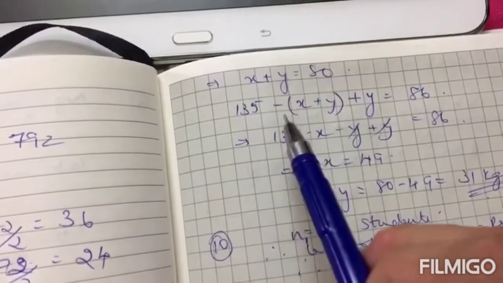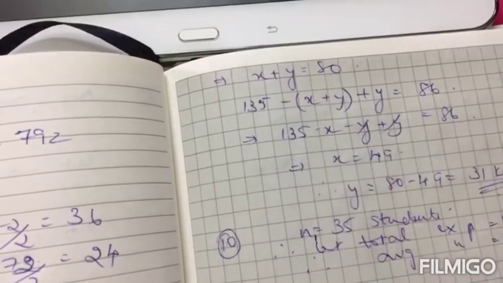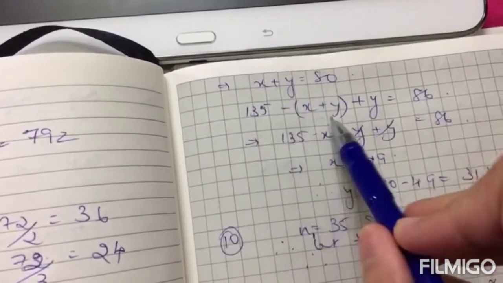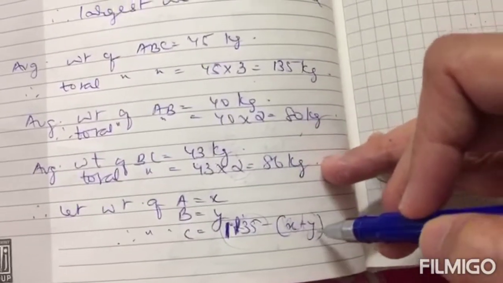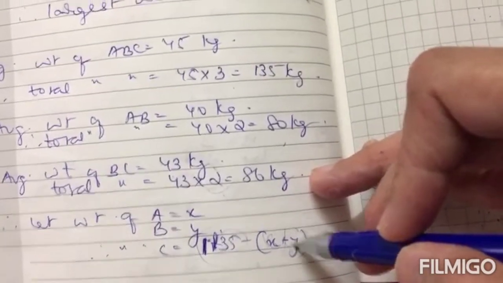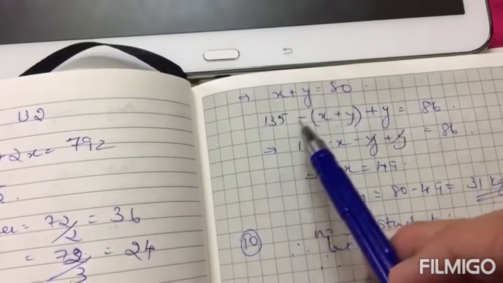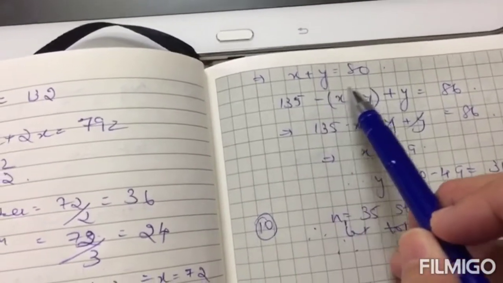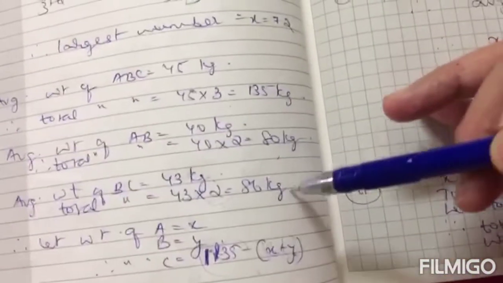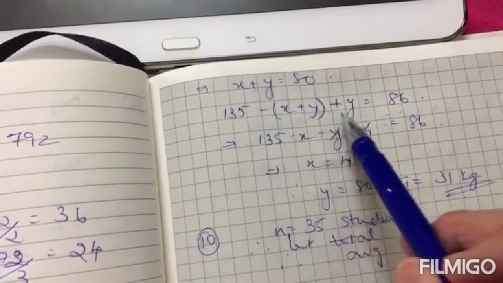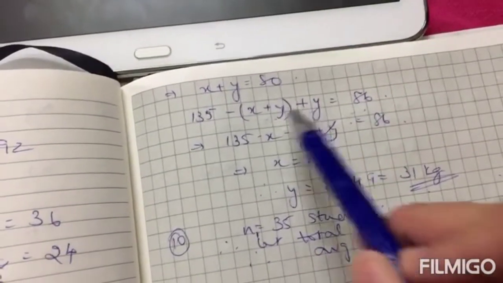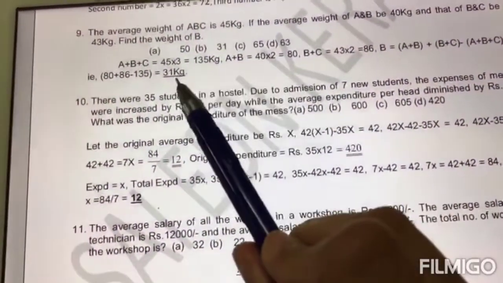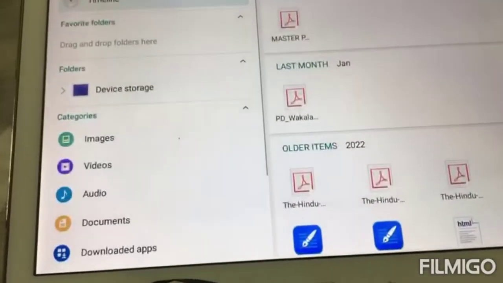And we also know that this gives us the weight of C. So we know that weight of C and B is equal to 86 from here, correct? Therefore, open up this equation and solve for X. You get 49 and Y is equal to 80 minus 49, which is 31 kg. That's what we have asked for, right? Find the weight of B, 31 kg.